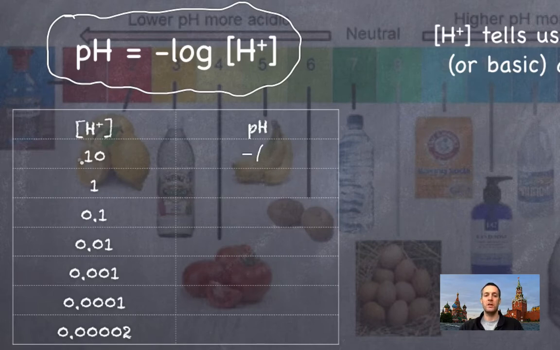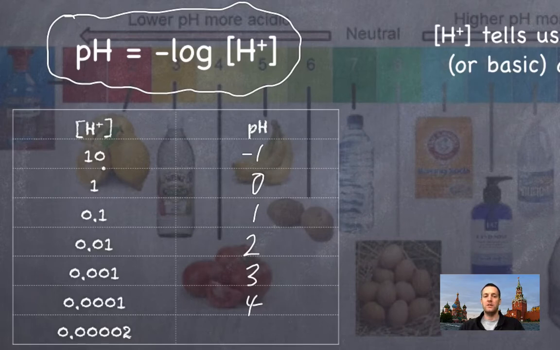So the pH of a solution with concentration of H plus ions of 10 moles per dm cubed is minus 1. If I've got a concentration of H plus ions of 1 mole per dm cubed, the pH is 0, because 10 to the power 0 equals 1. 10 to the power minus 1 is 0.1, so the pH of a solution with that concentration of H plus ions is 1, 2, 3, 4. And you can see that every time the concentration of H plus ions falls by a factor of 10, the pH is rising by 1 each time.